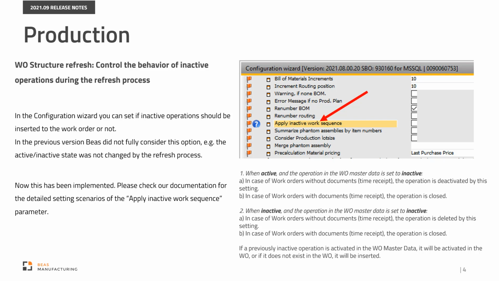In the configuration wizard, you can set if inactive operations should be inserted to the work order or not. In the previous version, Beas did not fully consider this option. For example, the active-inactive state was not changed by the refresh process. Now this has been implemented. Please check our documentation for the detailed setting scenarios of the apply inactive work sequence parameter.